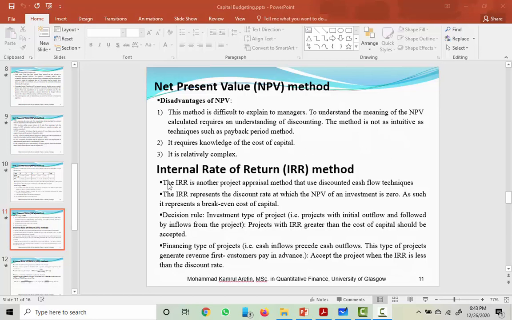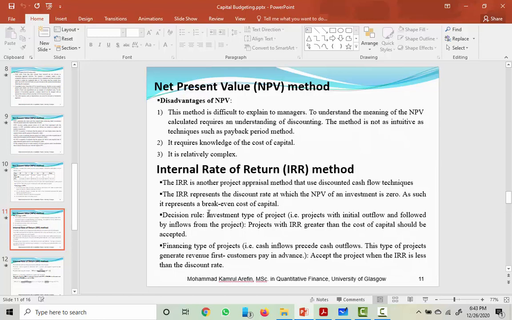So what is the internal rate of return method? In short, we call it the IRR method. The IRR, or internal rate of return, represents the discount rate at which the NPV of an investment is zero. That's why it is also called the break-even cost of capital. That means the IRR represents the maximum return that we can get from a project.